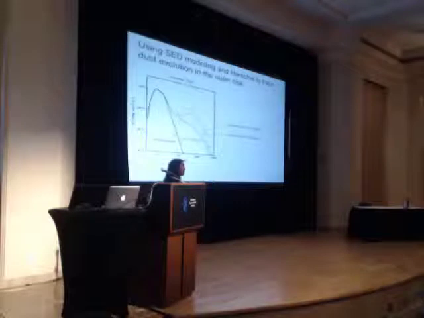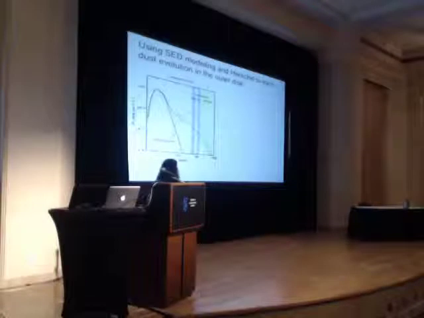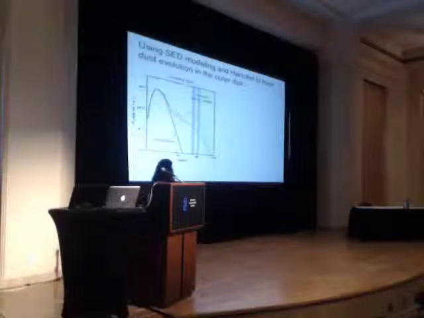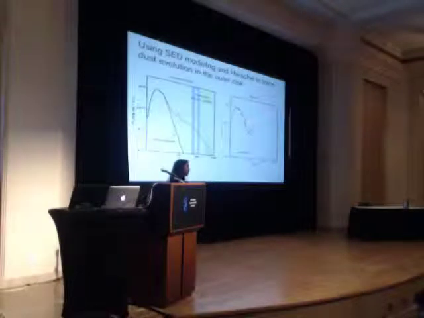And the broken lines are disk models with centimeter-sized grains in the midplane. And these are the wavelengths that are covered by Herschel PACS in blue and Herschel SPIRE in green. You can see that at these wavelengths, we can start to disentangle the models and put some significant constraints on dust grain growth and settling in the disks. Previously, we couldn't do this kind of study.